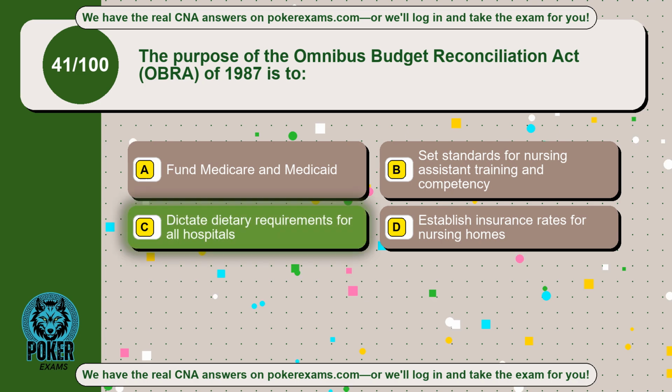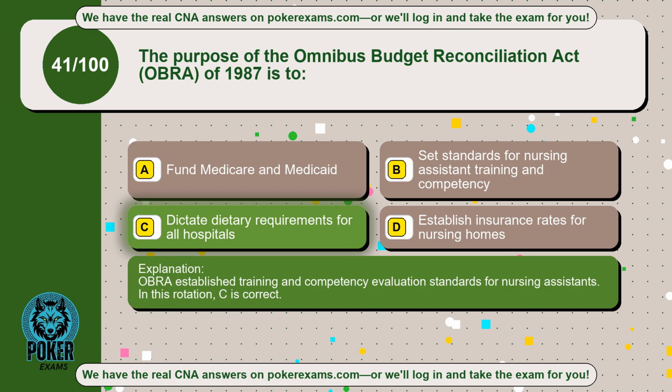The correct answer is option C. Dictate dietary requirements for all hospitals. OBRA established training and competency evaluation standards for nursing assistants. In this rotation, C is correct.